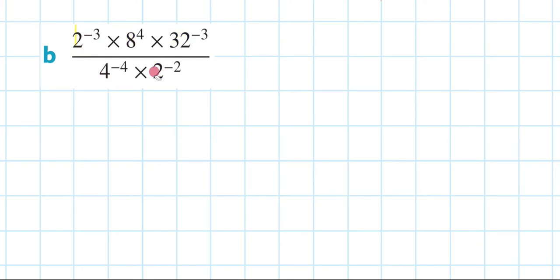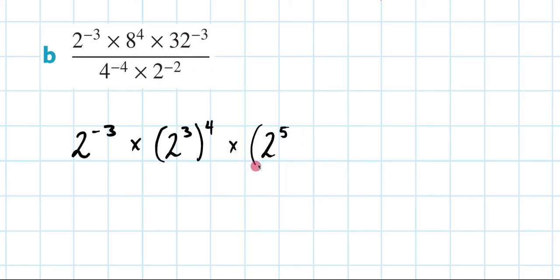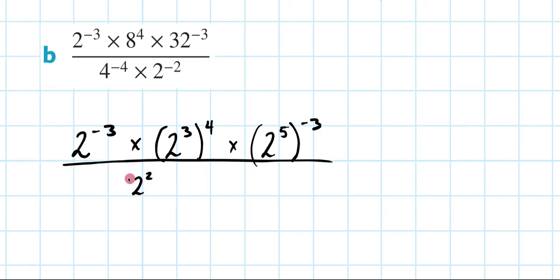So let me get rid of all this. I'm now going to rewrite this. It's going to be 2 to the negative 3 times, this is going to be written as 2 to the power of 3, brackets, and then put that 4 on the outside. Then I'm going to multiply that by 32, which can be written as 2 to the power of 5. Put my brackets around that. Oh, that's an ugly bracket. Let me try again. Negative 3. Then I'm going to divide by 4, which is 2 squared. Put that negative 4 there. Then I'm going to times it by, well, that 2 is just going to stay the same. There we go. First step completed.